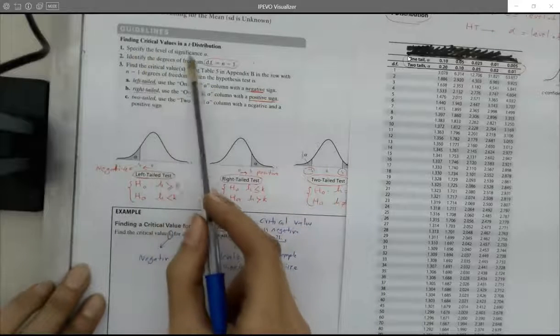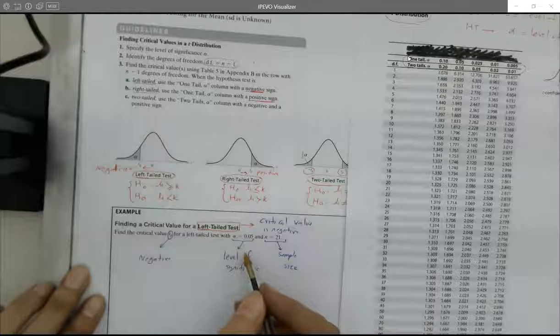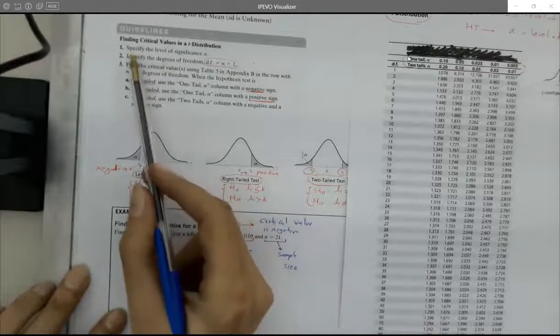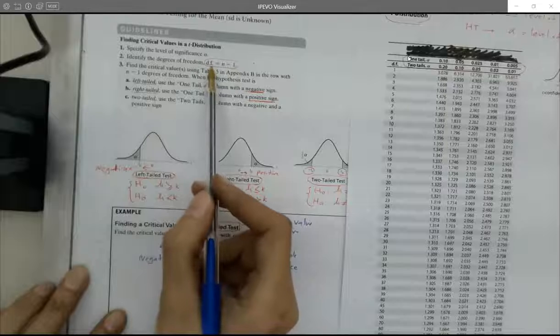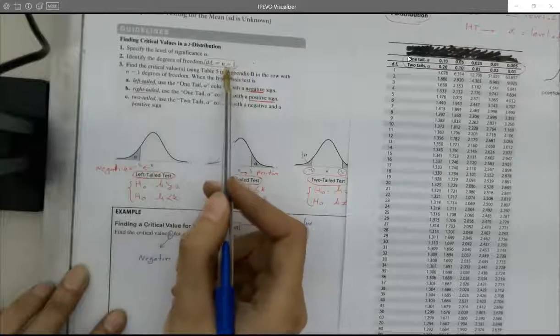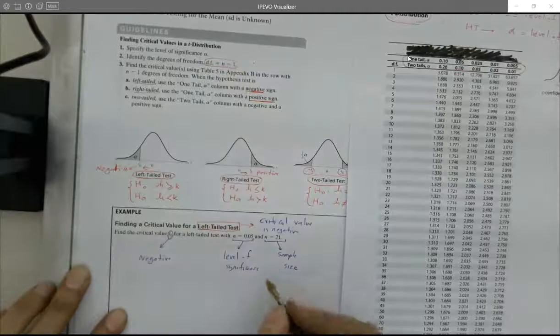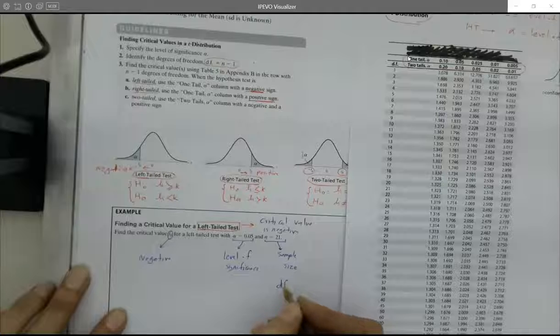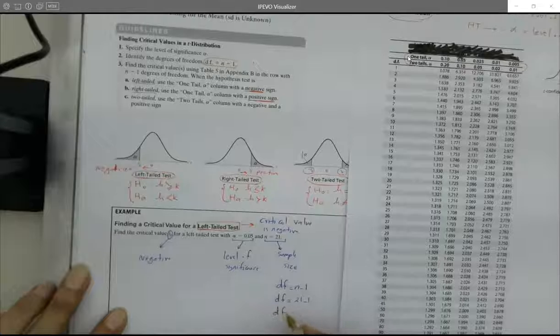First, specify the level of significance. I have it, right here, 5%. Identify the degrees of freedom. I don't have this number, but I know degrees of freedom is equal to n minus 1, the sample size minus 1. So we subtract 1 from n. The degrees of freedom is 21 minus 1, which is just 20.